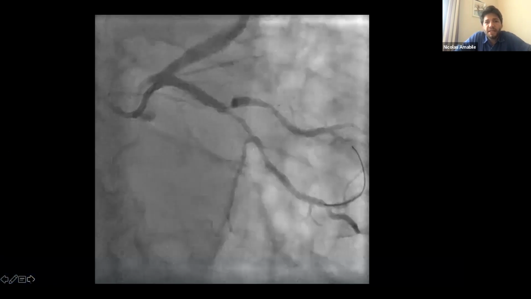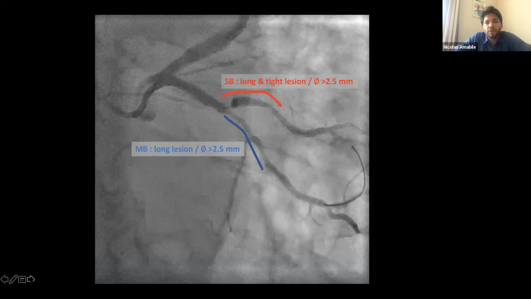Like Jacques did, we carefully analyzed this angio in order to decipher the best strategy. We observed that the main branch had a long lesion. The diameter of the main branch was over 2.5. We also observed that the side branch was a large vessel that supplied a large part of the myocardium. There was a long and tight lesion. The diameter was over 2.5, and yet the mid vessel was not that diseased. We observed some mild plaque signs. Finally, and that's very important, the bifurcation angle at the ostium was over 60 degrees. So that's for sure a true and complex bifurcation.